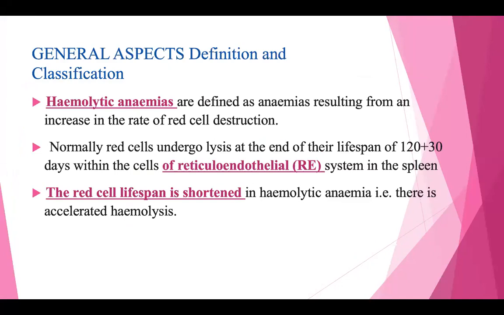So general aspects, definition and classification. Hemolytic anemia is defined as anemia resulting from an increased rate of red cell destruction.